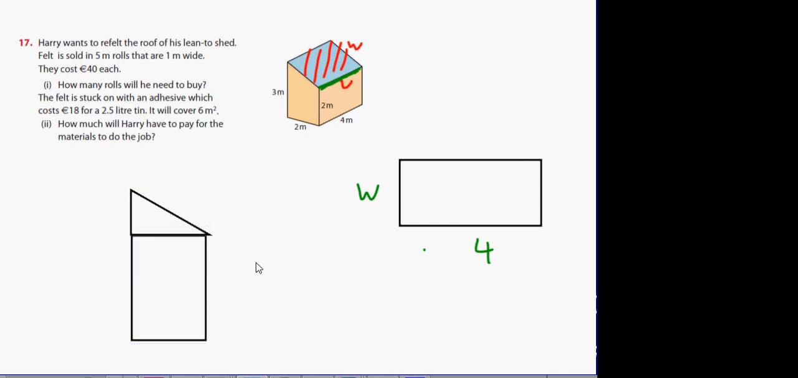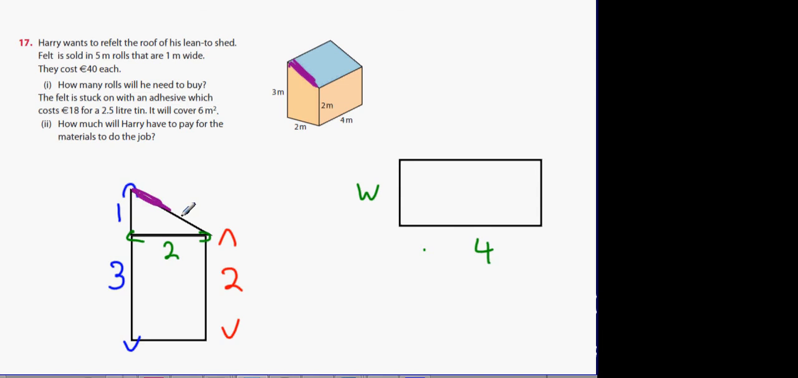Now, when I draw that, what do we know about this length here, from here to here? 2 meters. What do we know about this length here? It's also 2 meters. And what do we know about this length from here to here? 3 meters, which makes this length here 1 meter. And basically, what I'm looking to find out is what this purple bit is here.